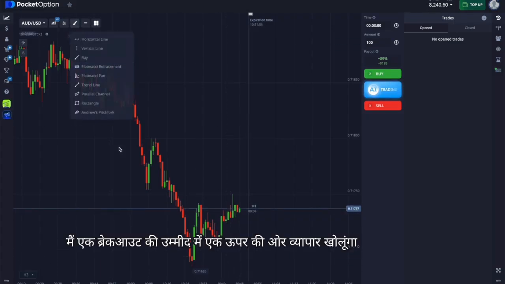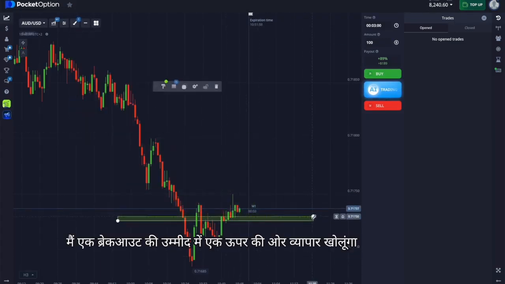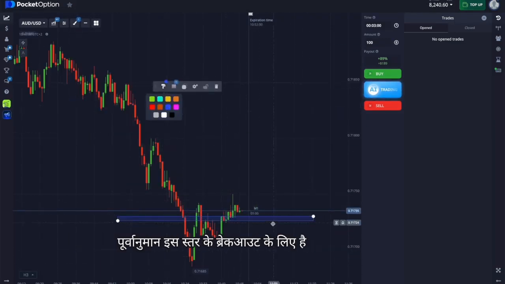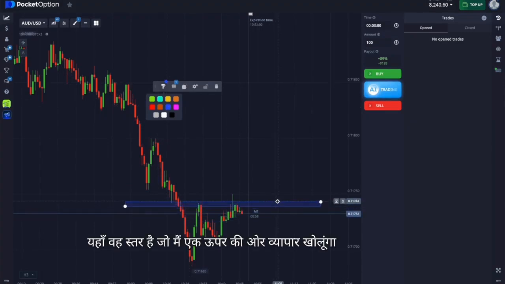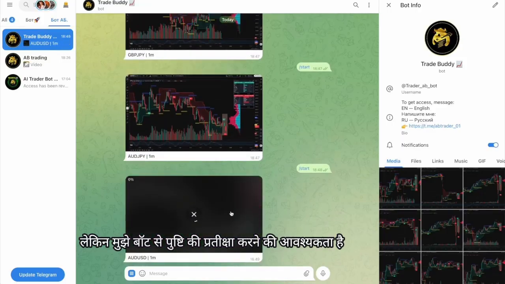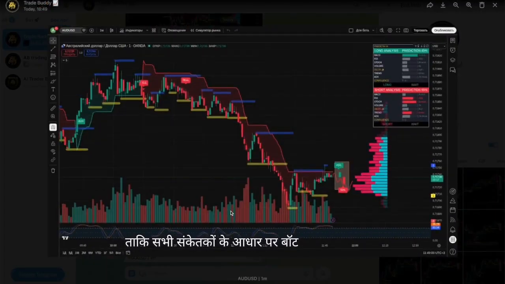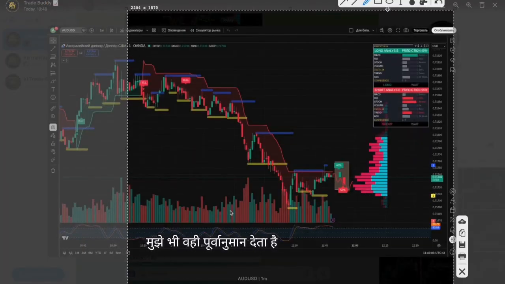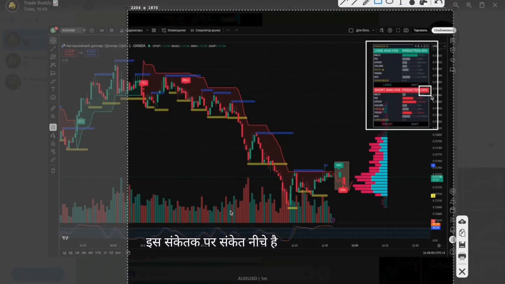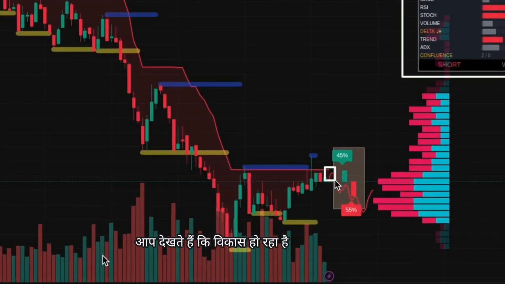So for this currency pair, I'm waiting to see what the bot tells me. For this pair, I would open an upward trade expecting a breakout. The forecast is for a breakout of this level. Here is the level. I would open an upward trade, but I need to wait for confirmation from the bot, so that the bot, based on all the indicators, also gives me the same forecast. But look, here it is. On this indicator, the signal is down, but here the signal is that the future movement of the chart is up. You see, there is growth happening here.